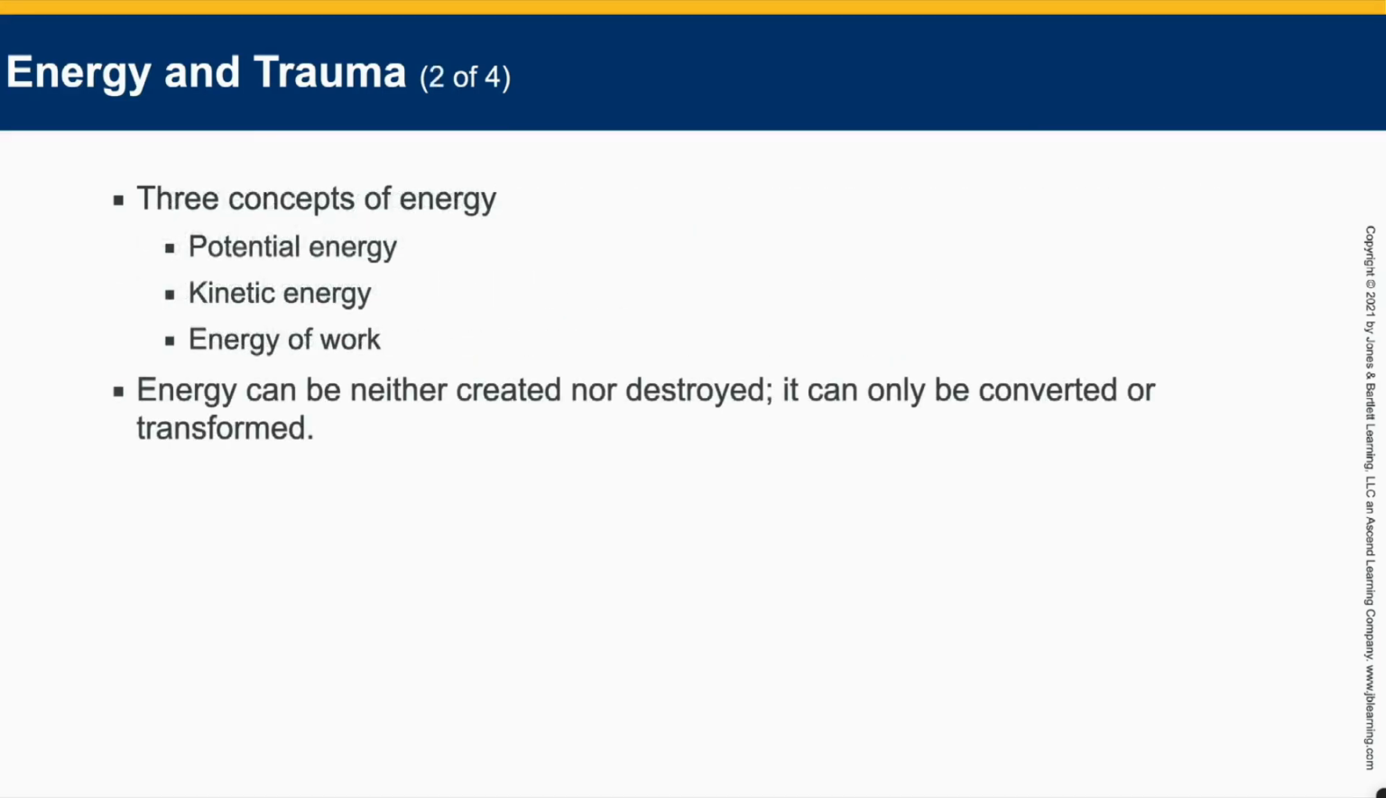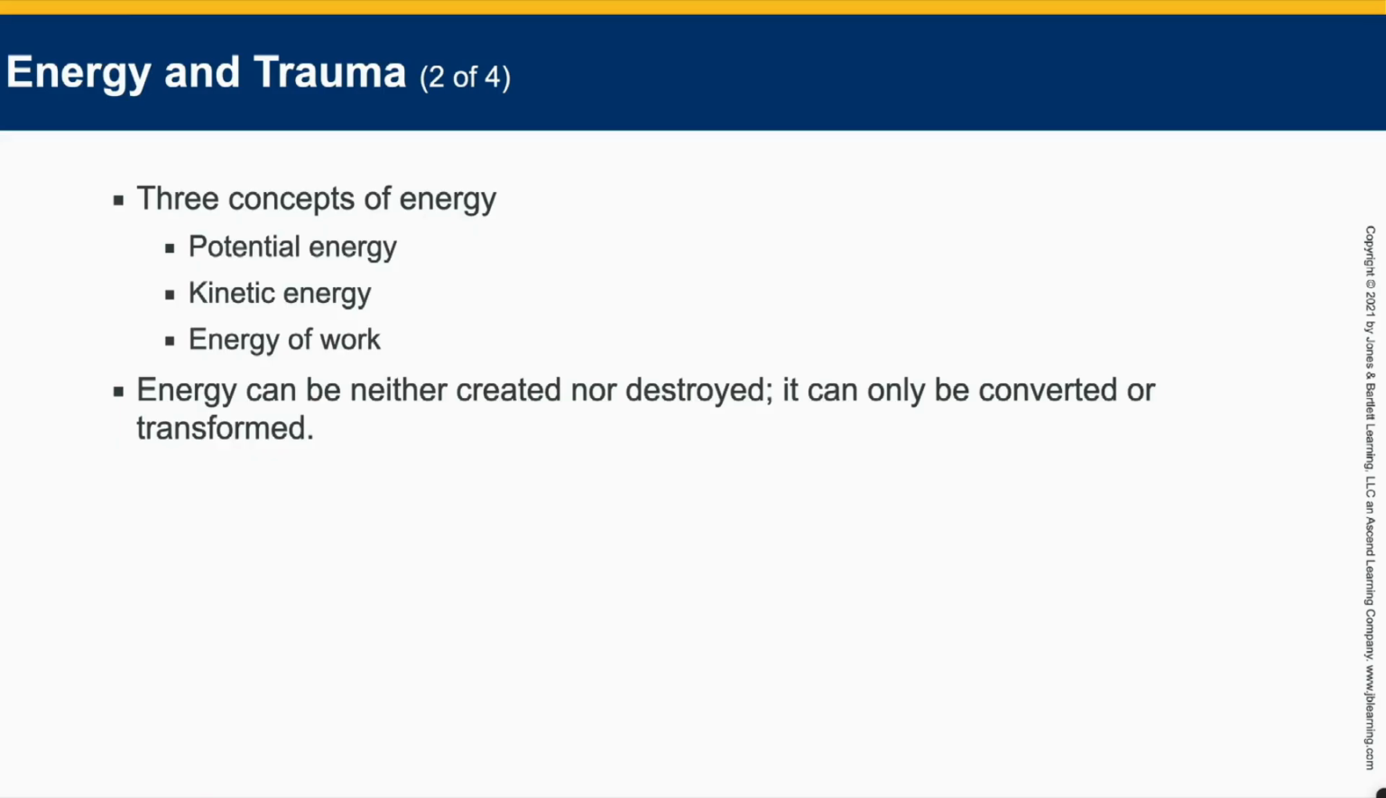To understand trauma, you also need a basic understanding of energy and how it behaves. There's three main types that we talk about. Potential energy, which is stored energy, like something elevated that has the potential to fall. Kinetic energy, which is energy in motion, like a moving vehicle. And the energy of work, which is the energy transferred when a force is applied to the body. And here's a key concept. Energy can't be created or destroyed. It can only be converted or transferred. So in trauma, that energy has to go somewhere.